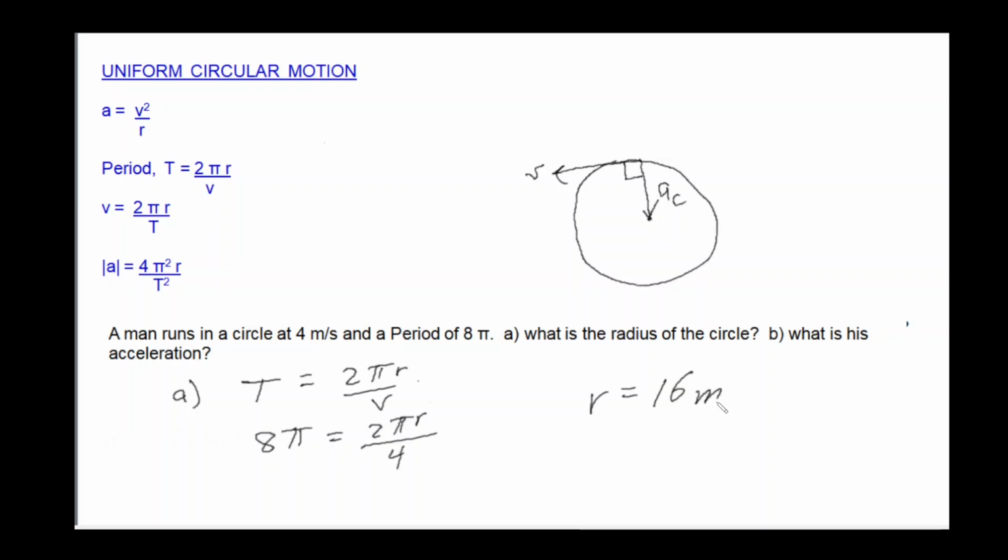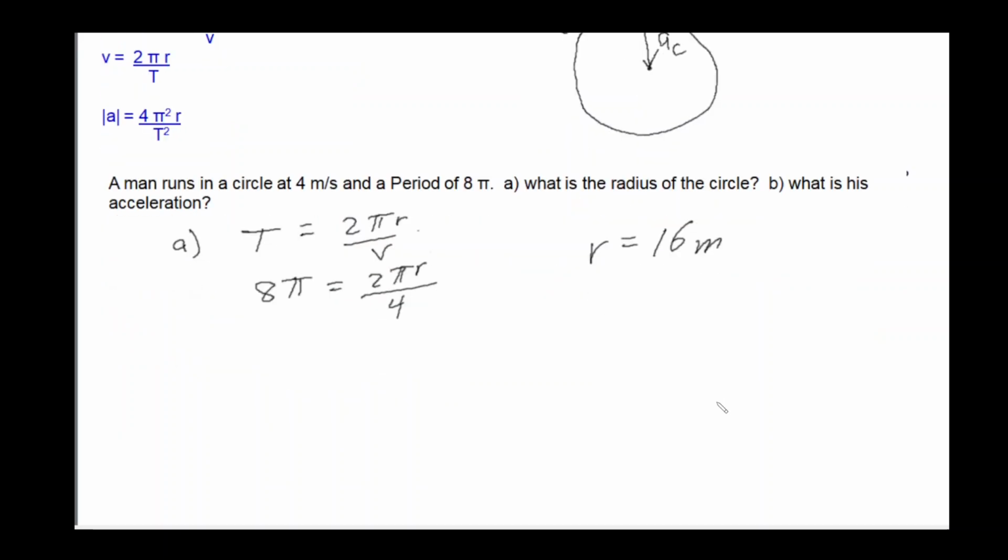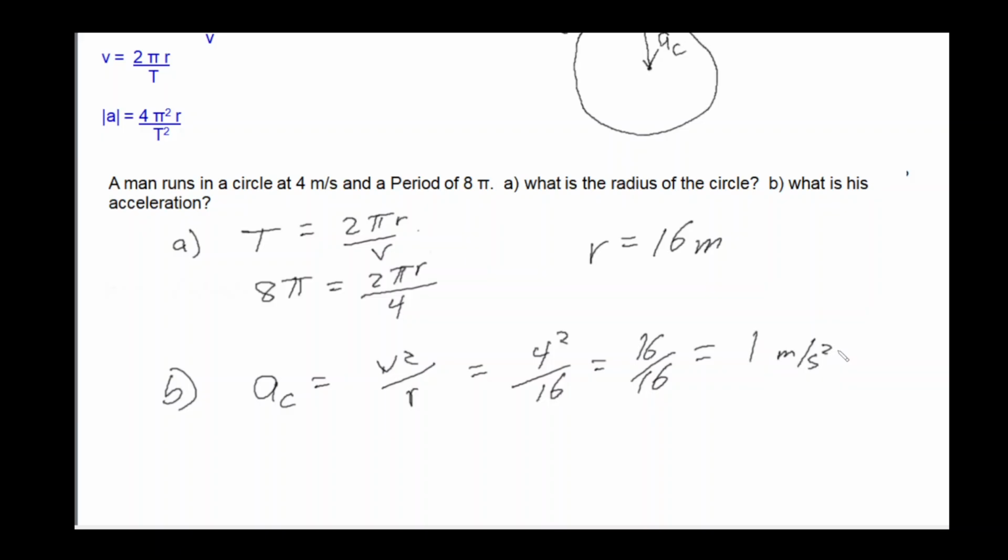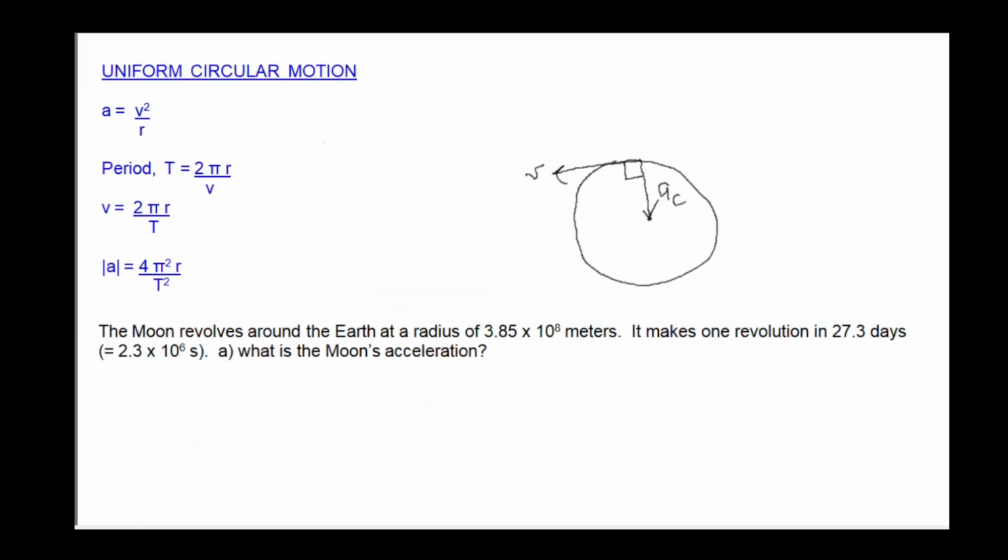For part B, we want to know what is his acceleration. Well, centripetal acceleration is equal to v squared over r, which is equal to 4 squared over 16, which is 16 over 16, or his acceleration is 1 meter per second squared. Here's our third problem.